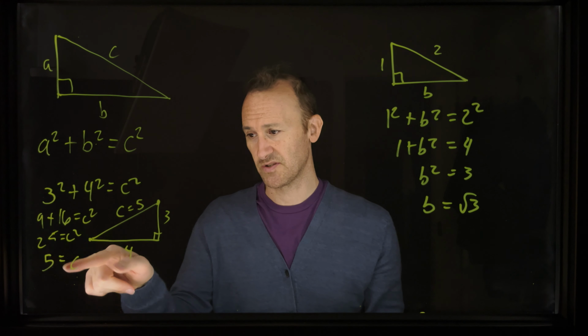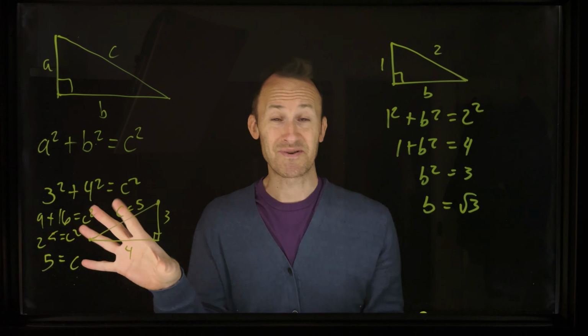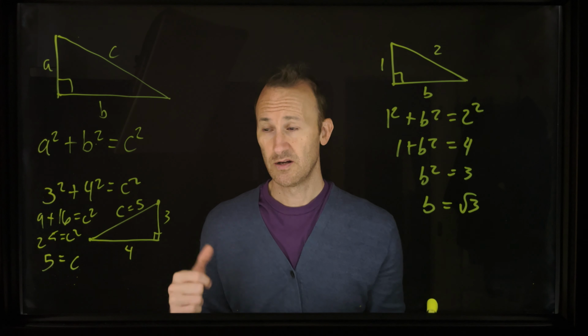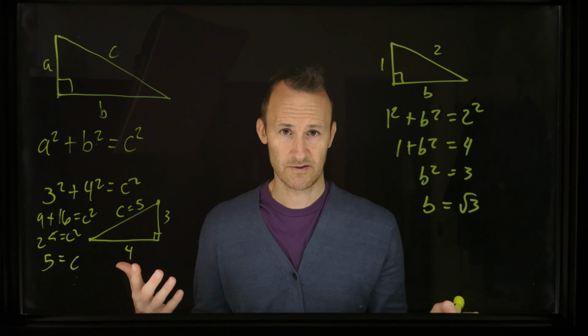Like we could have that here too, say c equals the square root of 25, but in that case we can simplify it to a whole number, which is 5. Okay? So this is basically how the Pythagorean theorem works.